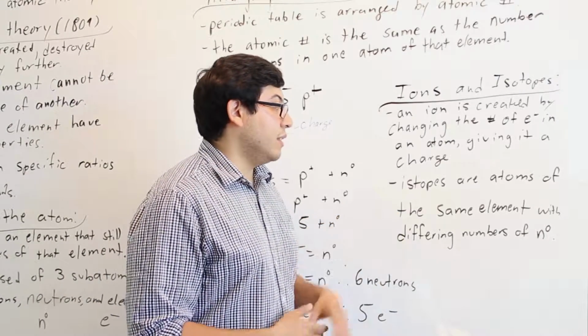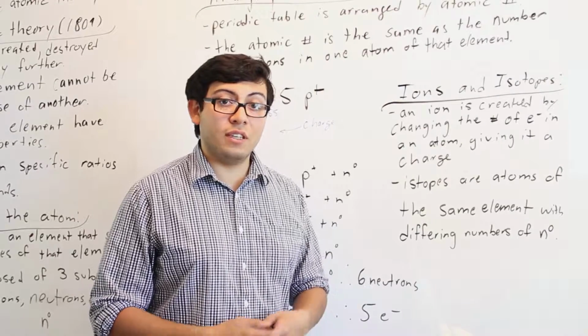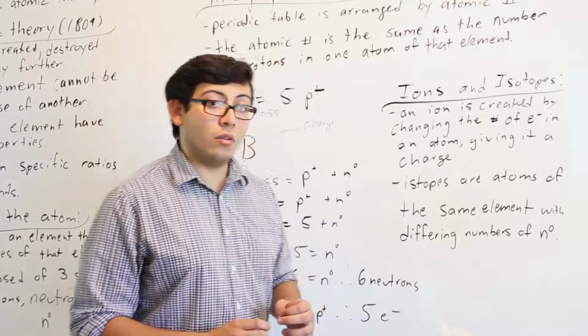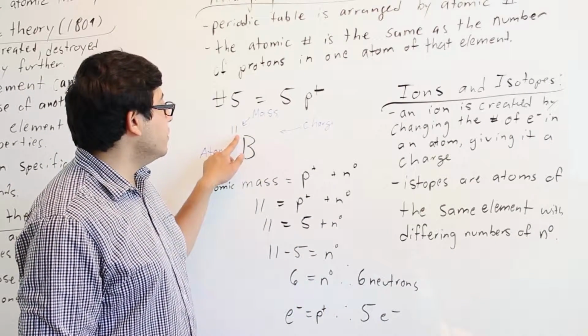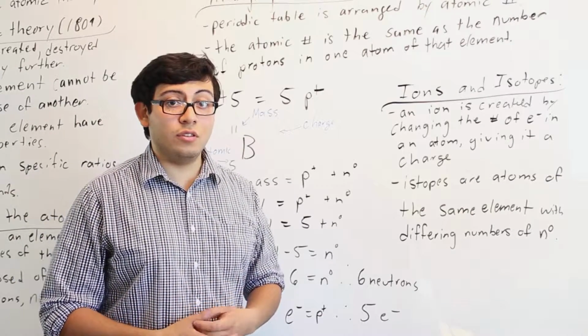Isotopes are also different in that they have different numbers of neutrons even though they're still the same element. So, if you had boron 12, that would just mean you had 1 extra neutron, so you would have 7 neutrons.